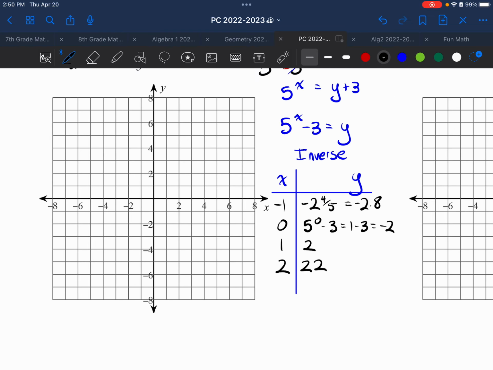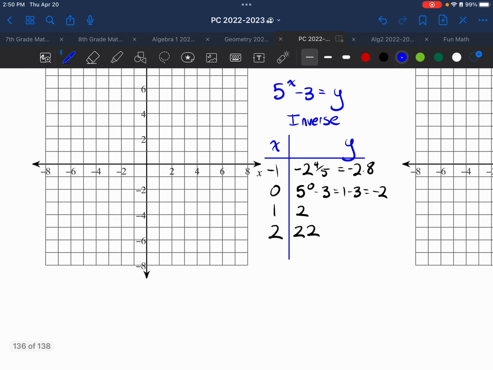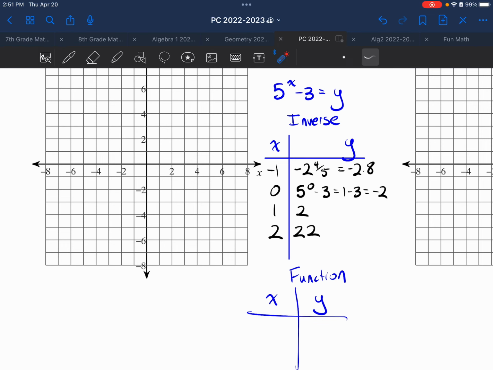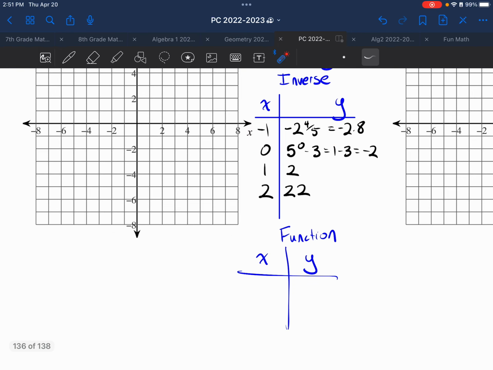All right, so I have my inverse, and then this is going to be the normal function, I suppose. For the function, I have an x and I have a y, and I just switch the numbers, right? So I have a -2.8 and then a -1. I have a -2 and then 2. I have a 2 and then a 1, and I have a 22 and then a 2.